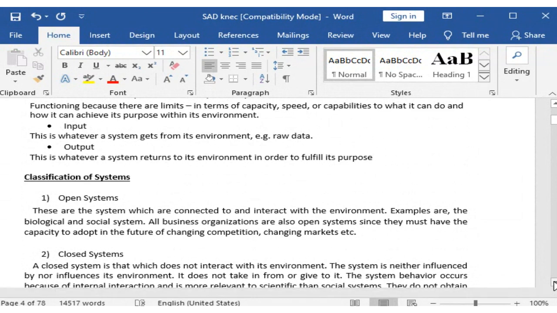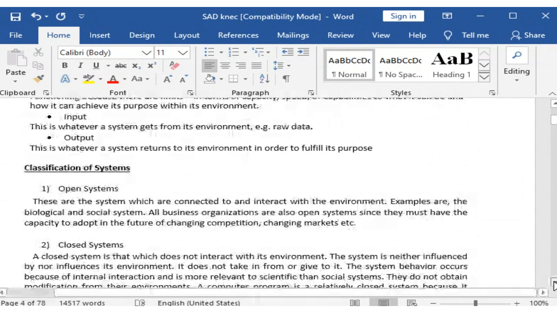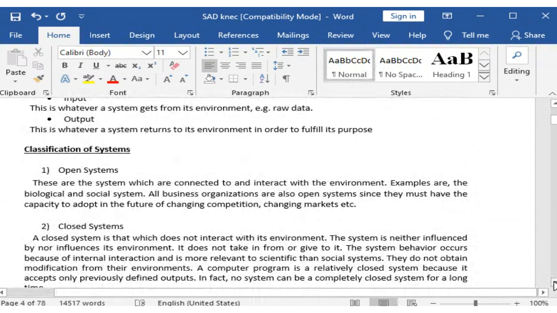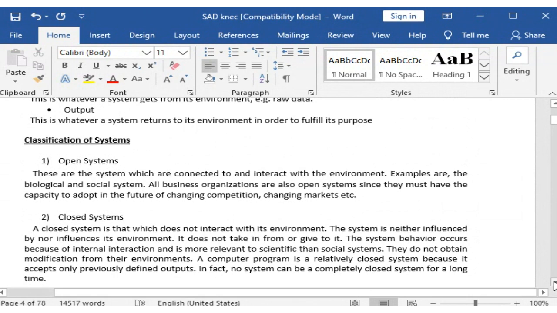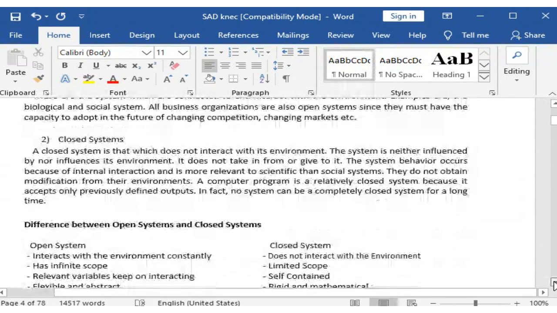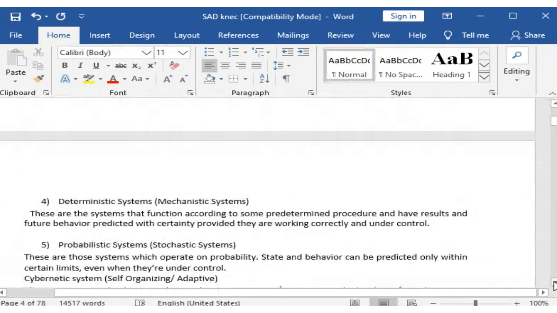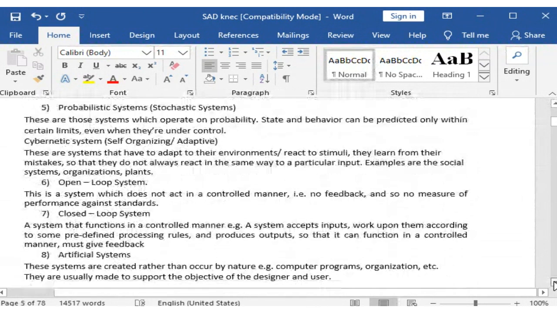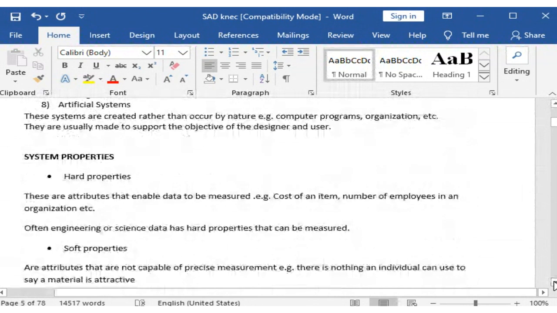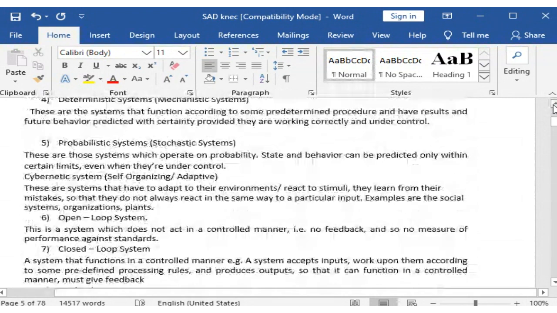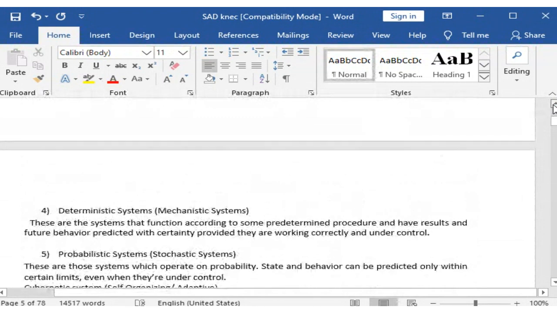This is whatever a system gets from the environment in order to fulfill its purpose. Now, we have different types of system, and that is why we are talking about classifications of system. Systems can be classified as open, closed, abstract, deterministic, probabilistic, open loop system, closed-loop system, and artificial systems.